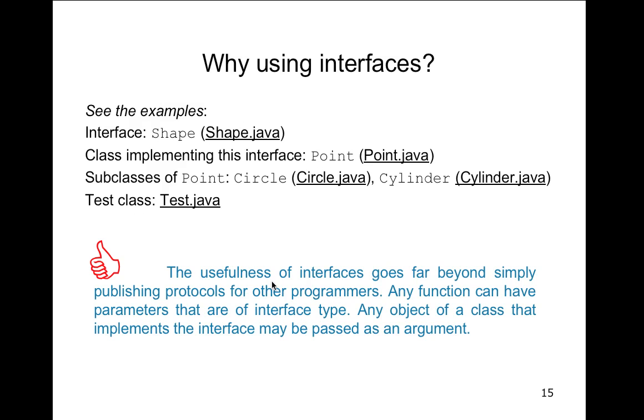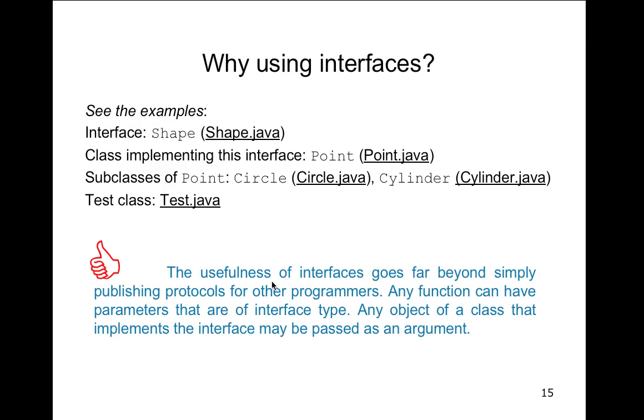All right, why use interfaces? Here we go. We have interface Shape. Class implements this interface Point. In fact, this example for you is out on the website. It's in the lecture directory, below where it says lecture examples. This entire program is out there, so you can compile it and take a look at it.